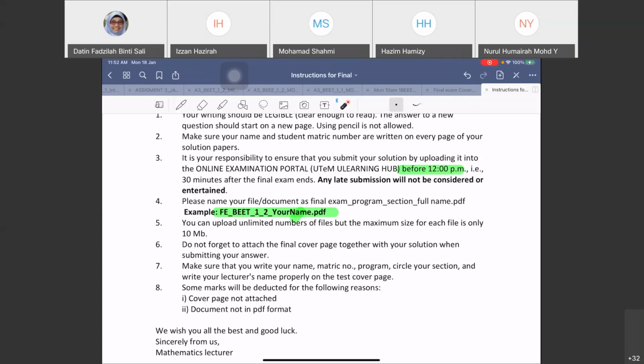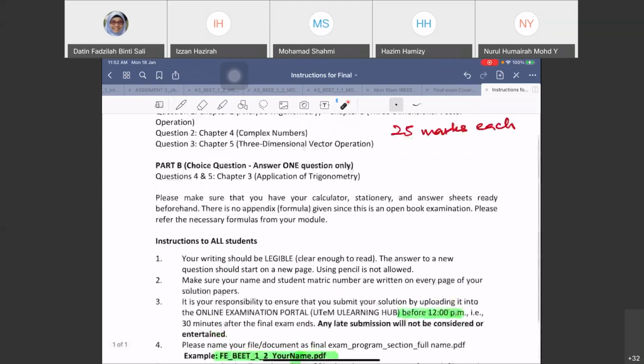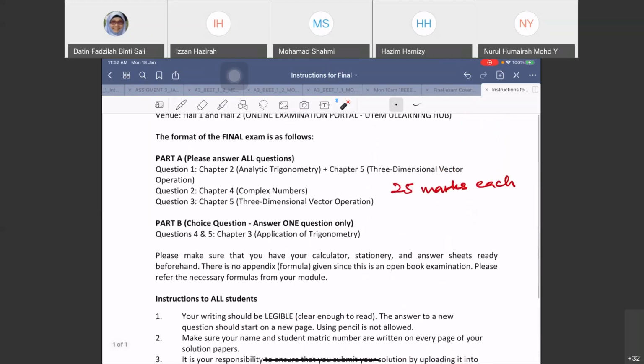All right, so basically those are about the final exam, especially the format. I think this is also the most important thing that you need to know, so that you can prepare mentally.